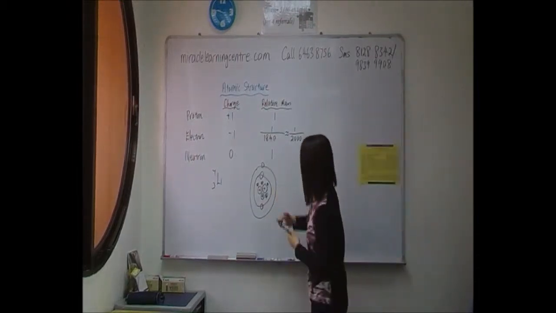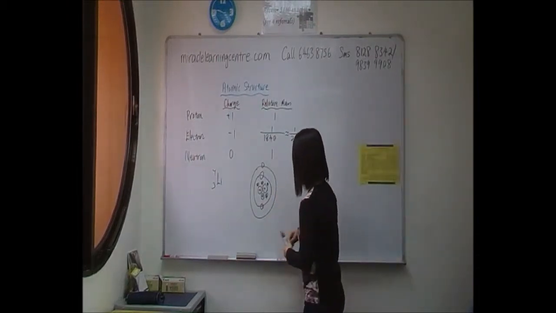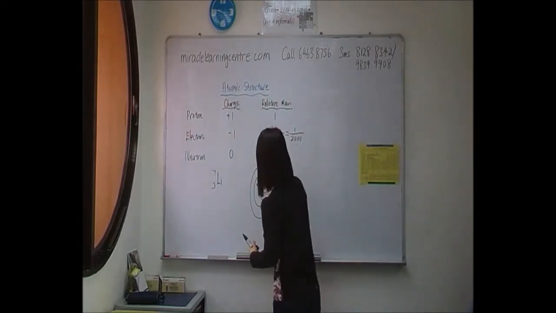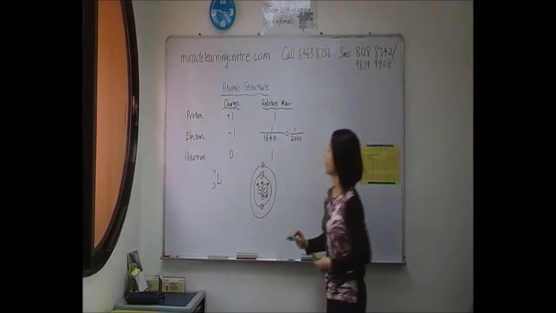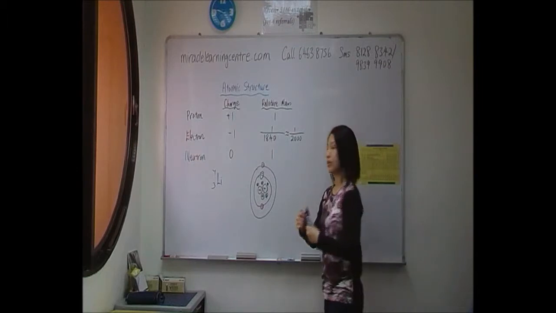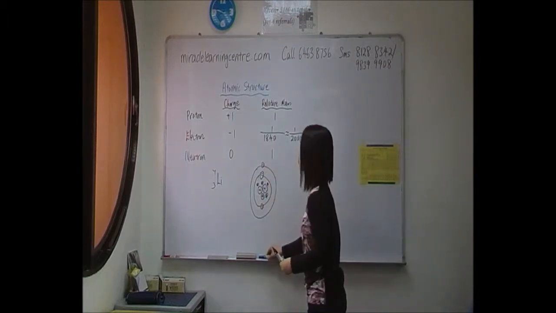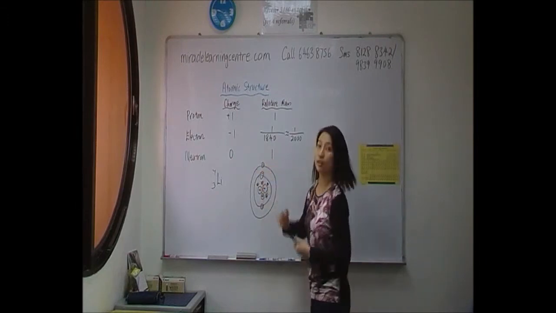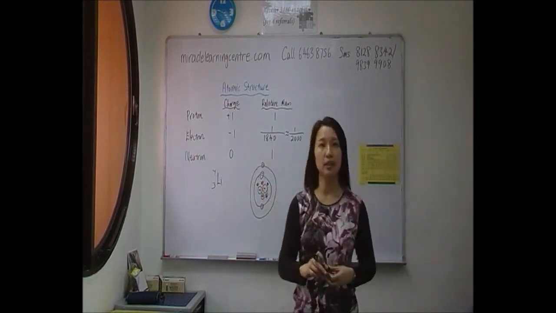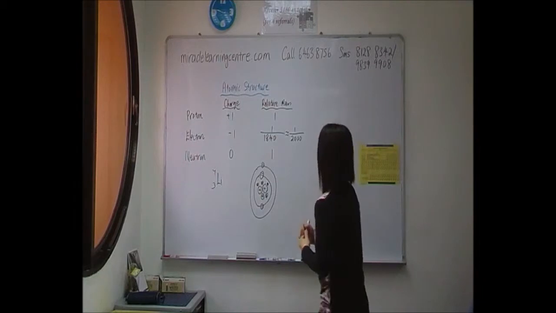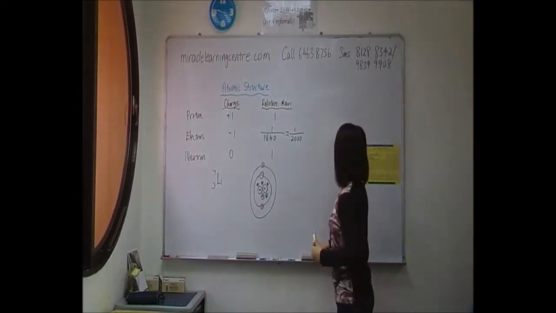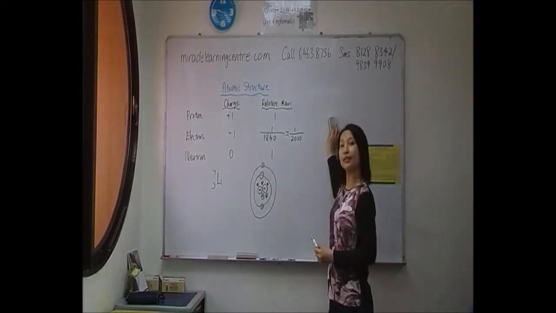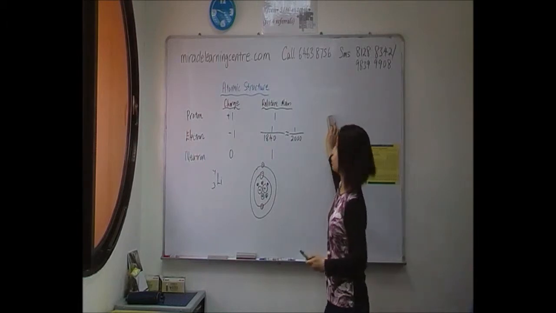So you notice that the electrons are outside and the protons are inside. So there is an electrostatic force of attraction. Electrons will move on the outside and are attracted to the nucleus by the electrostatic force of attraction. Now we're going to calculate the number of protons, electrons and neutrons in the atom.